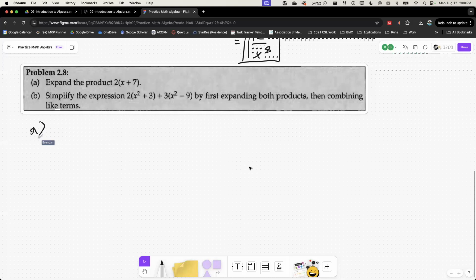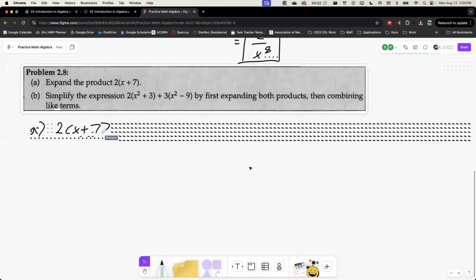We're asked to expand the product 2(x plus 7). So x plus 7 is within brackets. The general rule with numbers being multiplied to brackets is whatever you do to the stuff within the brackets, you need to do to each term within the brackets if they're being multiplied by stuff outside the brackets. So in this case, both things are being multiplied by 2.